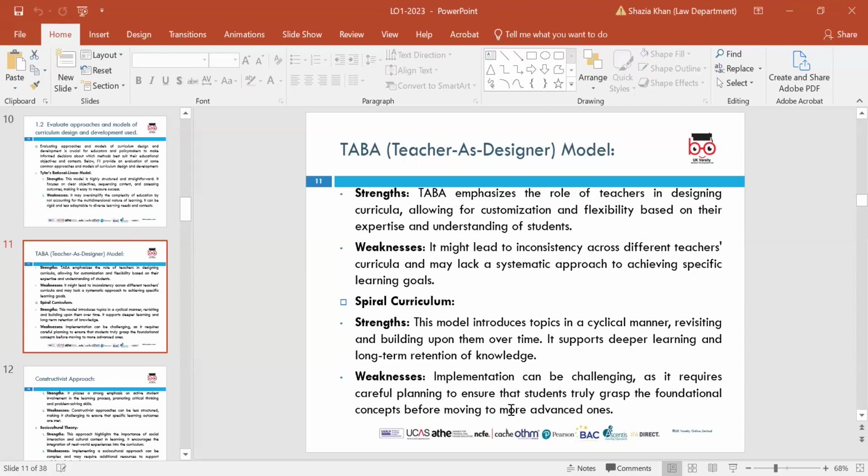Firstly, diagnosis of needs. Secondly, formulation of objectives. Thirdly, selection of content. Fourthly, organization of content. Fifthly, selection of learning experience. Sixthly, organization of learning experience. And seventhly, determination of what to evaluate and the ways and means of doing it. Taba also suggests that curriculum development could be made successful if there was a diagnosis of needs.